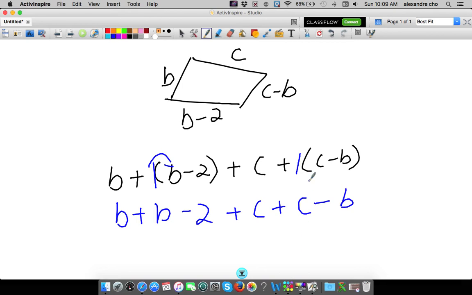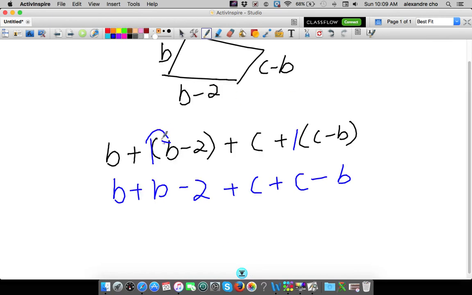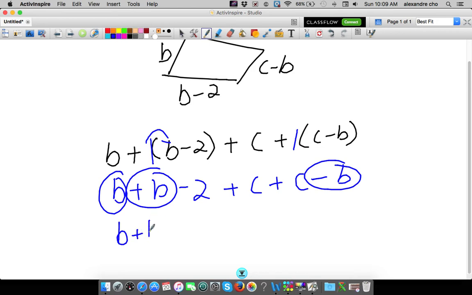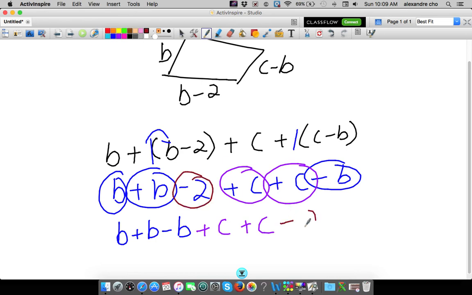Okay, so we're going to combine like terms. Actually, it's not that bad. Remember, we circle the plus B and the minus B and put those things next to each other. Now I'm going to change colors. I'm going to circle the plus C and the plus C and move them together. And lastly, the minus 2 will go all the way to the end.